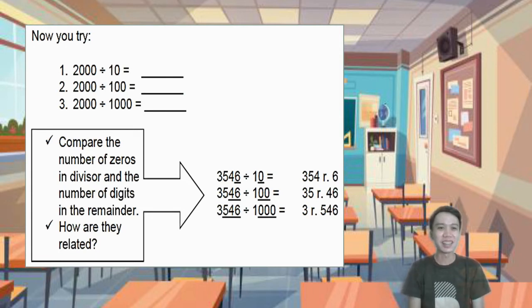Now you try. Number 1, 2,000 divided by 10. Number 2, 2,000 divided by 100. Number 3, 2,000 divided by 1,000.